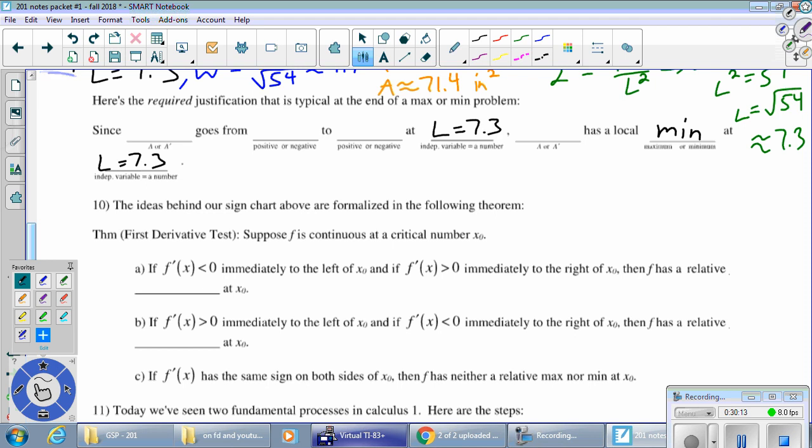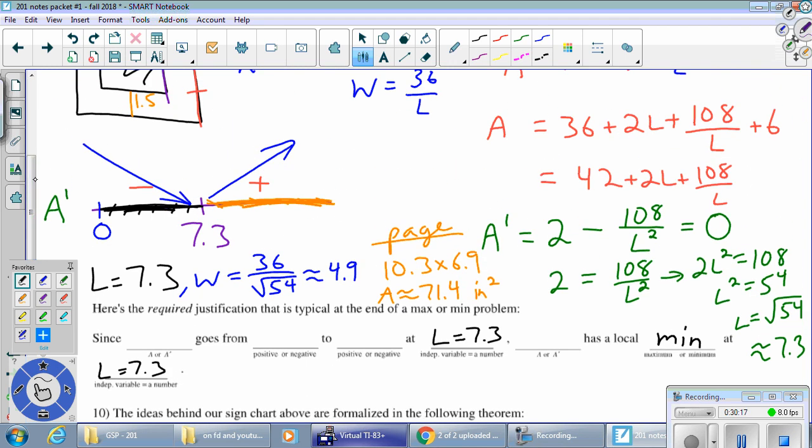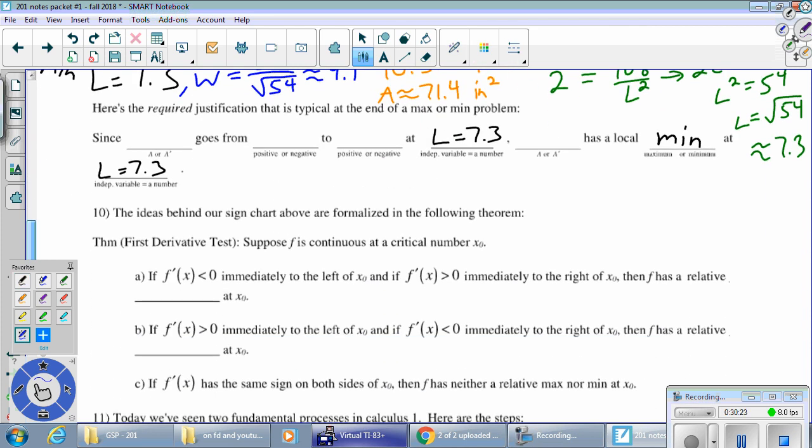What function has a local min? Is it A or is it A prime? Well, take a look at the sign chart. This was A prime on the sign chart, but the graph, the stuff in blue, was our representation of A. The graph of A is the one that goes down and then up. And so, in fact, it is A that has a local min. So we just have to fill in the rest of this here.